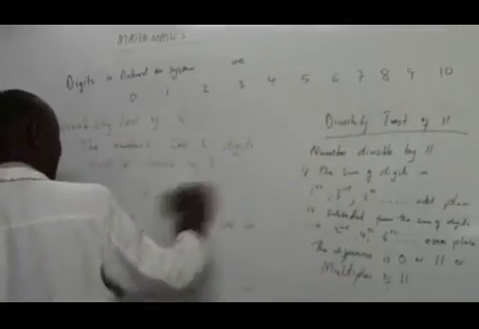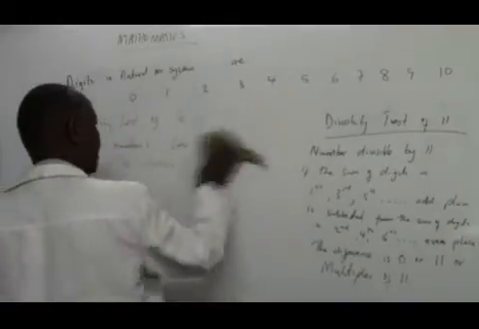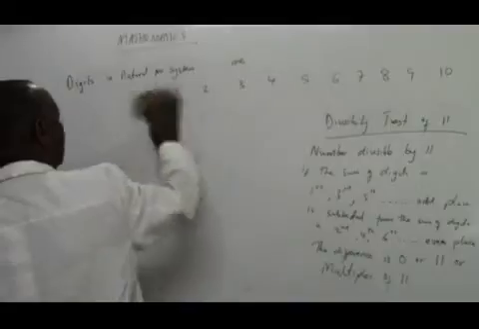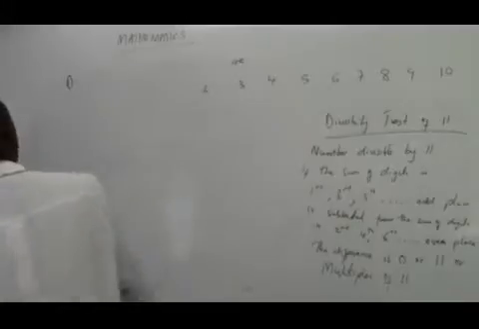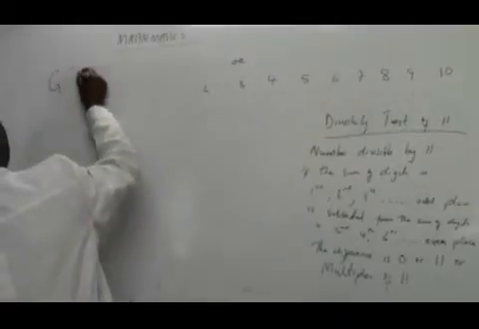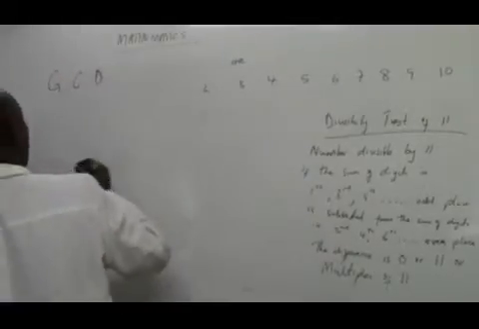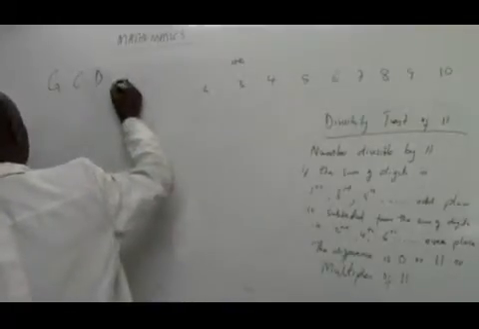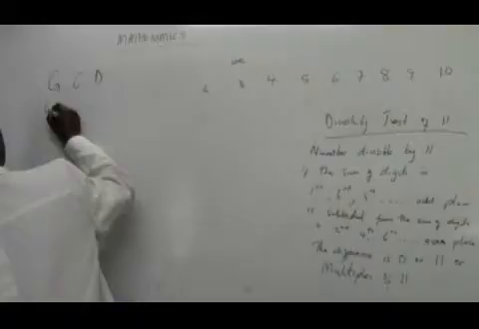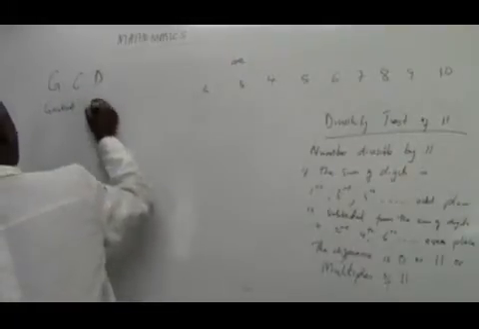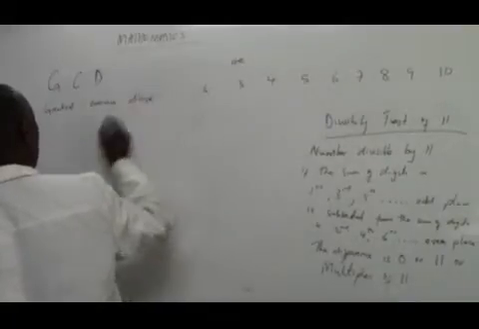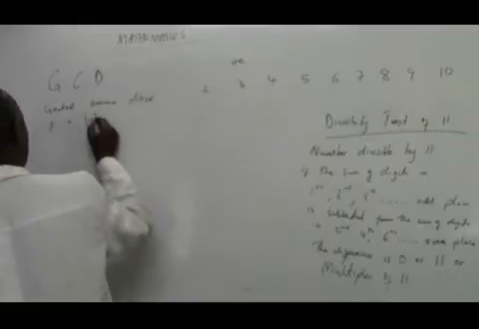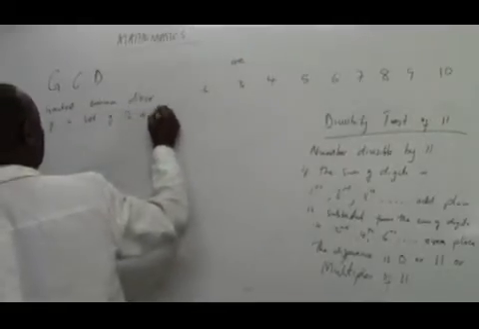As we continue with the properties of natural numbers, we want to look at something else called GCD, which is the greatest common divisor of a set of numbers, a set of two or more numbers.